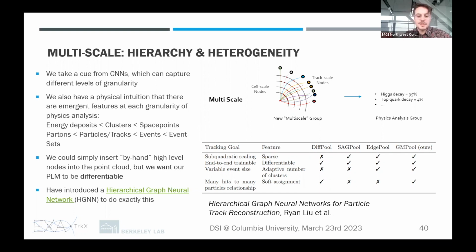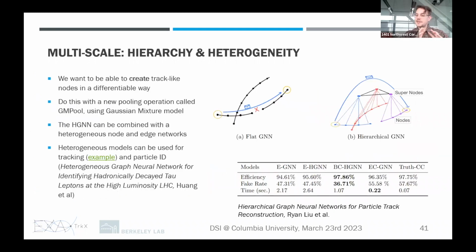So we've tried to do this with something that already exists in the literature called a hierarchical graph neural network, which we've applied to the tracking problem. It tries to do the graph construction, edge classification, and track building that I described previously. Can we do all of that in a single step? That required creating a new fully differentiable pooling operation, which takes our typical flat GNN and allows for the possibility of track-like nodes in the point cloud. So now we have hit-like nodes and track-like nodes, and messages are able to be passed between hits and tracks. And it works really nicely.